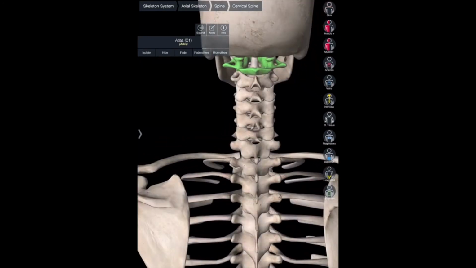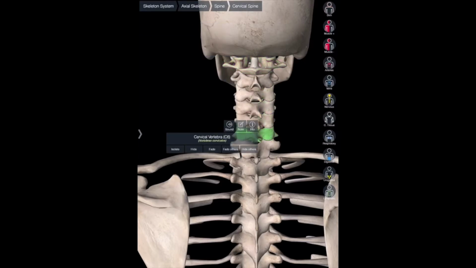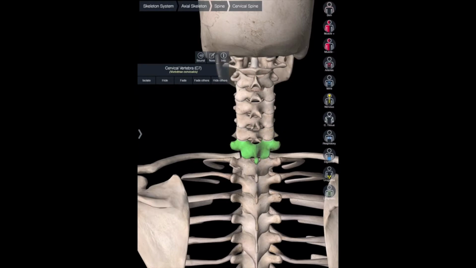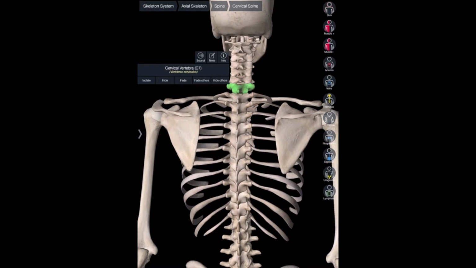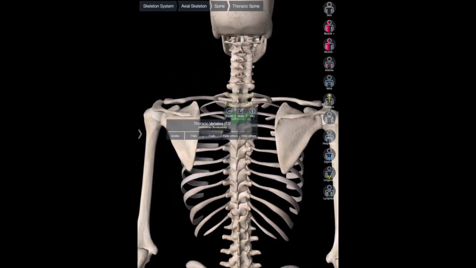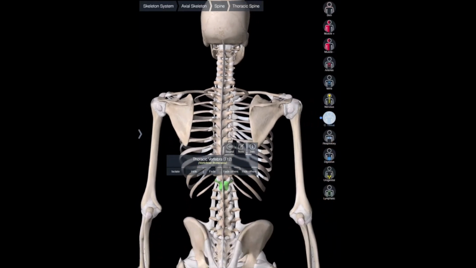Okay, that's atlas and axis, and then that's C1 and 2, 3, 4, 5, 6, 7. 7 cervical vertebrae. You knew that. And how many thoracic vertebrae? 12. 1, 2, it's hard to indicate these because they show up right, the thing shows up in front. 3, 4, 5, 6, 7, 8, 9, 10, 11, whoops, 12. I just put on cartilage without meaning to.